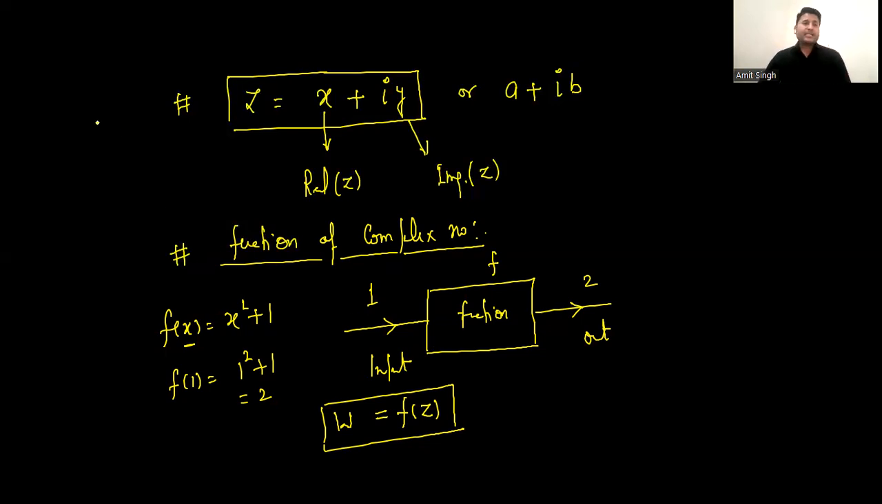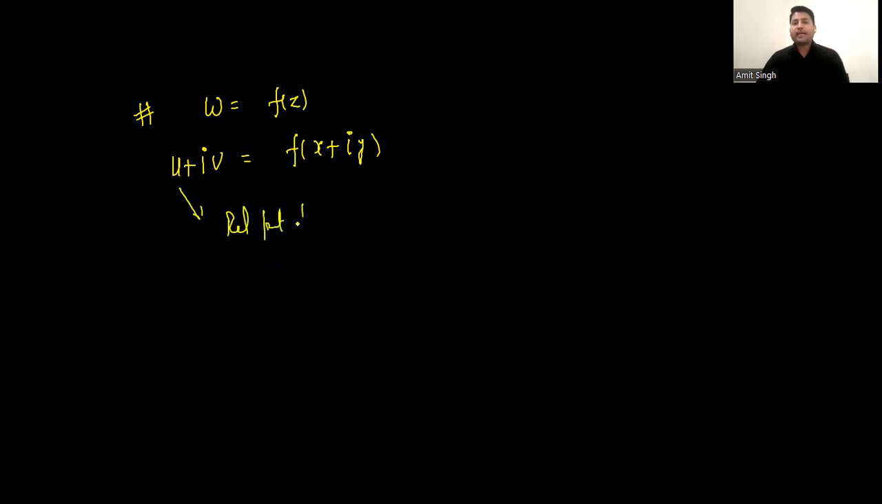Moving ahead, the standard notation we get is w equals f of z. Now w is a function of a complex variable, so it will also be of the form u plus iv, as x plus iy is the standard form, and f of z means f of a function of x plus iy. So if I compare both sides, what does u give me? u gives you the real part of the complex number f of z, and v gives you the imaginary part of the complex number f of z. Real part and imaginary part.